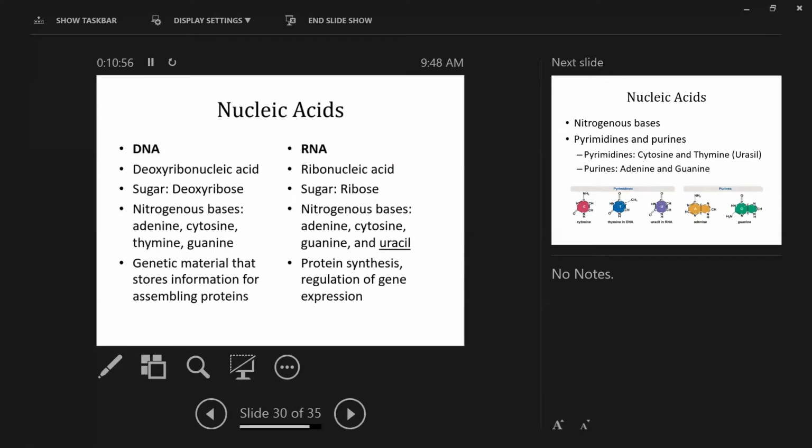You'll need to know the difference between DNA and RNA. DNA has the sugar deoxyribose, RNA ribose. In DNA, we have 4 nitrogenous bases: adenine, cytosine, thymine, guanine, or A, T, C, and G. In RNA, we have adenine, cytosine, guanine, and uracil. So if we say uracil, we're talking about RNA, not DNA. DNA has thymine. DNA is the genetic information inside of our cells. RNA allows us to create proteins. It's the regulation of gene expression.